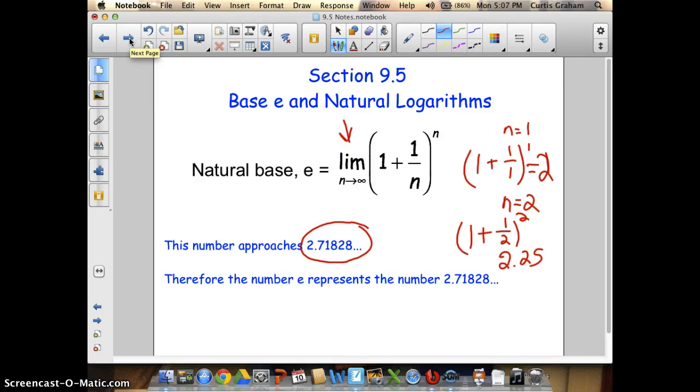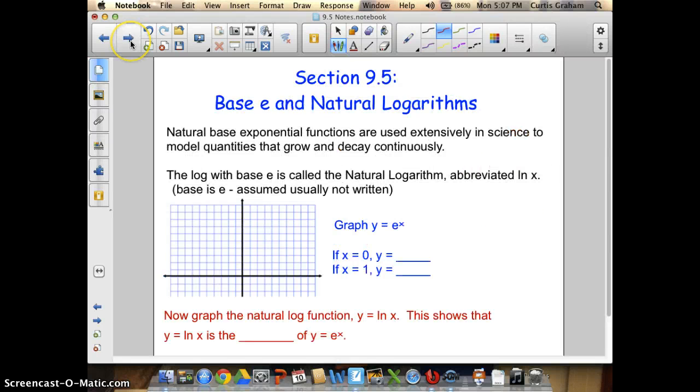Just like pi means 3.14, e means 2.71828 going on forever. So it's just a normal number. Now, when I'm dealing with e, I'm going to treat it just like normal exponents and logarithms, because that's where I'm going to see it the most. So let's go ahead and look at the graph of this.